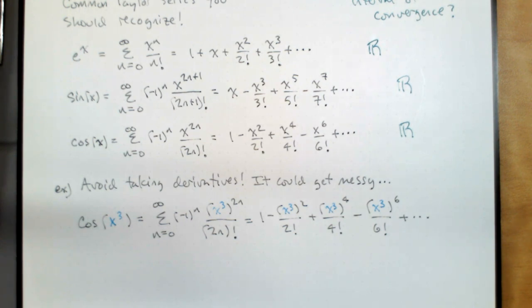And simplify. And then now we have the power series for cosine of x cubed. We can plug stuff into our power series. I mean, otherwise I wouldn't be writing equals in between the two. If we plugged in the same thing on both sides and got something different, I wouldn't be allowed to use the equal sign.